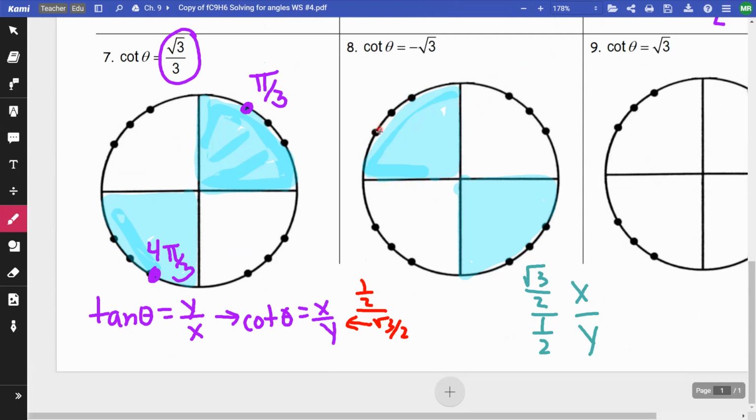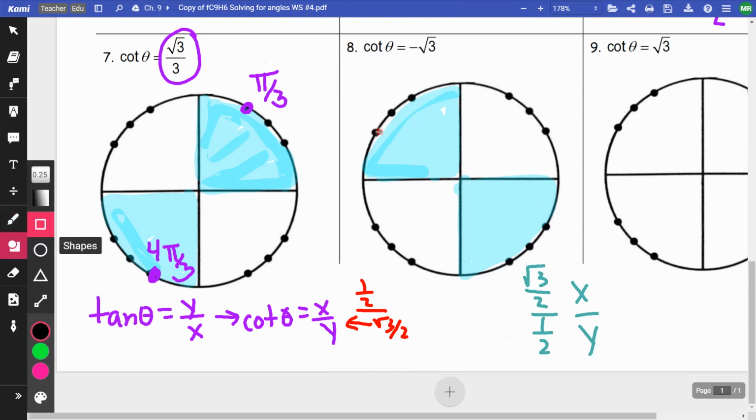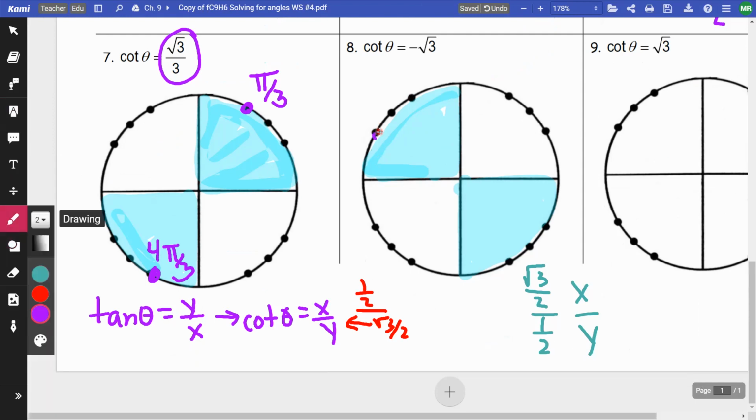So long comma short is going to put me right here. That is going to be my pi sixths. So this is going to be 5 pi over 6. And over here, which is going to be 11 pi over 6.